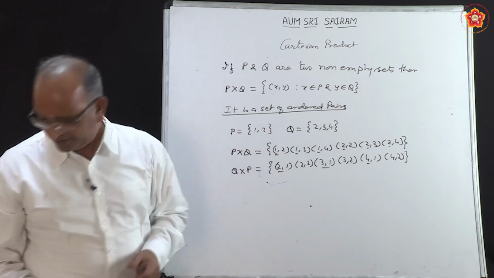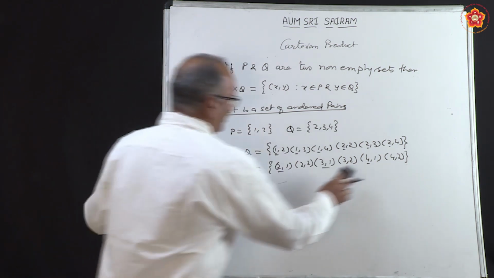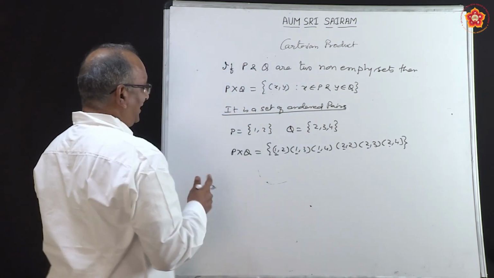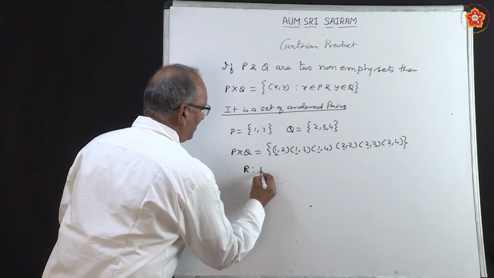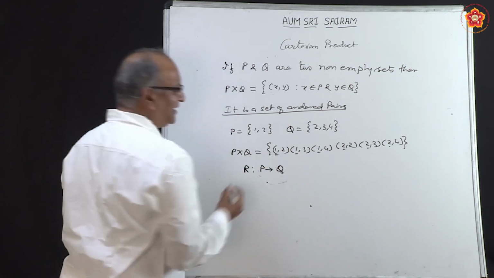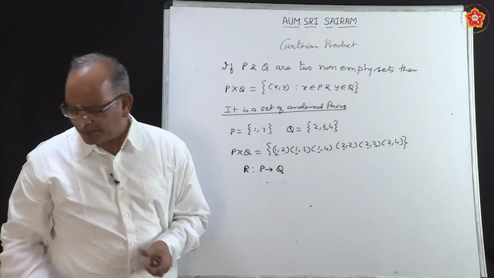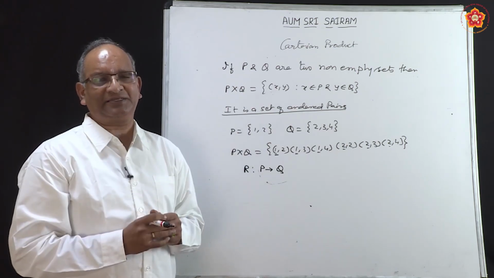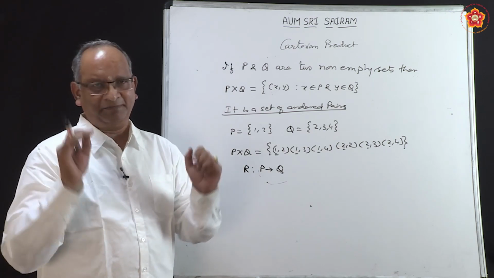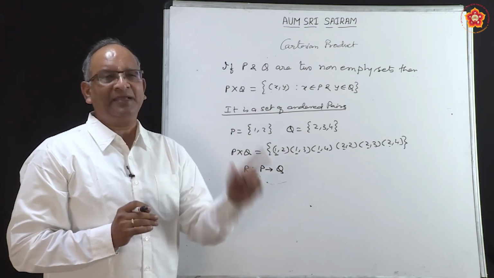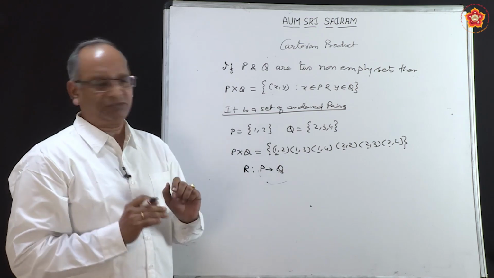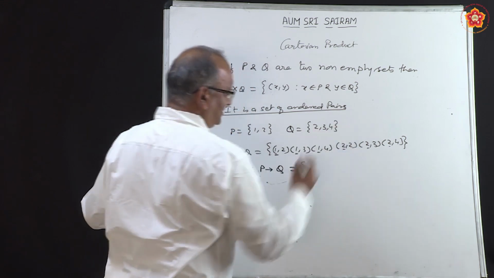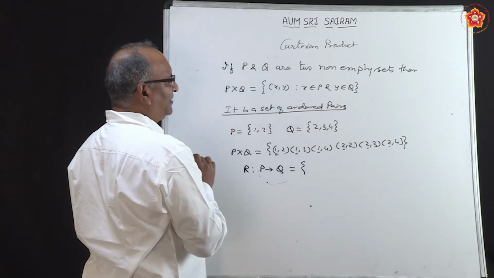Suppose we are talking about P cross Q here, and we are talking about a relation from P to Q, and you define the relation in your own way. There are so many ways you can define a relation. Let us say one way of defining relation is smaller than, means what? The first element is smaller than the second element. So, what will be R in that case? All ordered pairs in which that condition is fulfilled will become part of it.